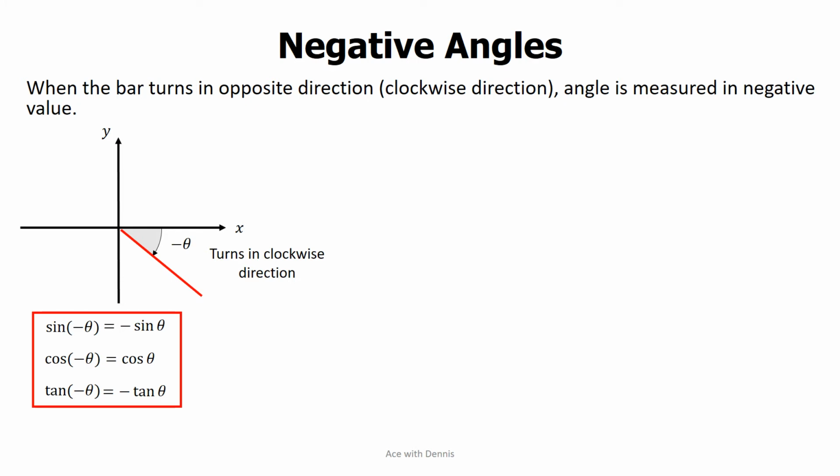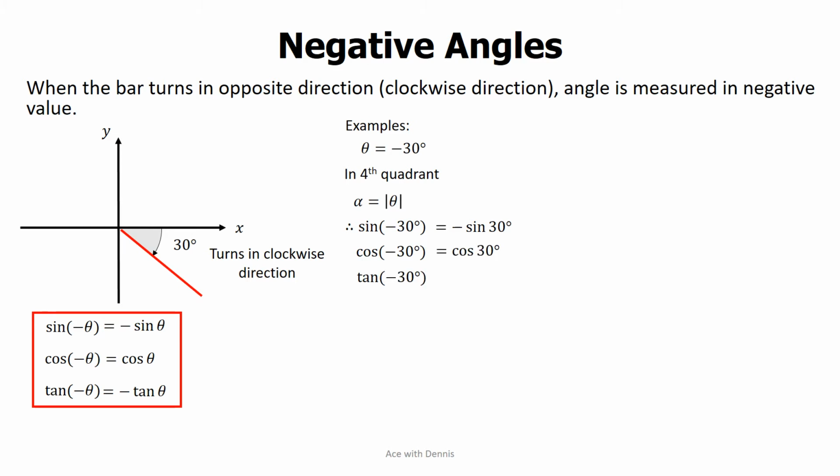Please remember this. Let's look at some examples. If theta equals negative 30 degrees, we update the diagram. This is 30 degrees. In the fourth quadrant, the basic angle alpha equals the modulus of theta, which means sine negative 30 degrees equals negative sine 30 degrees. Cosine negative 30 degrees equals cosine 30 degrees. Tangent negative 30 degrees equals negative tangent 30 degrees because they are in the fourth quadrant.